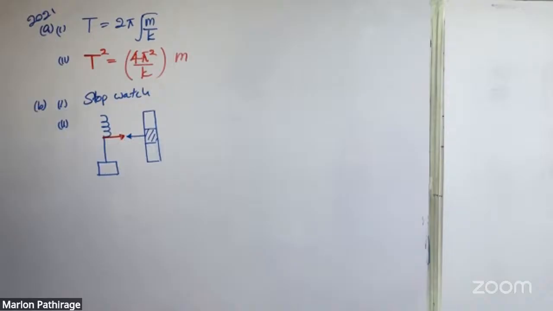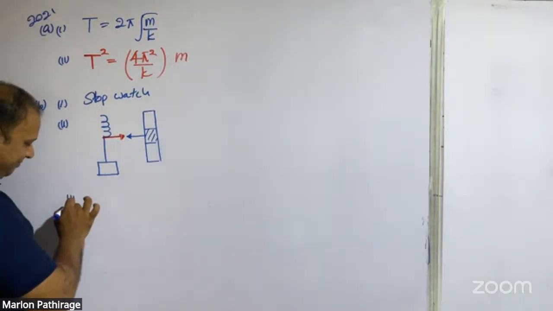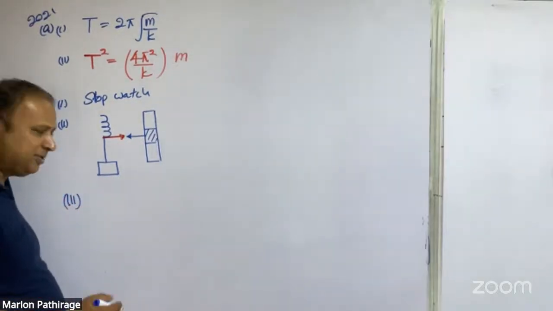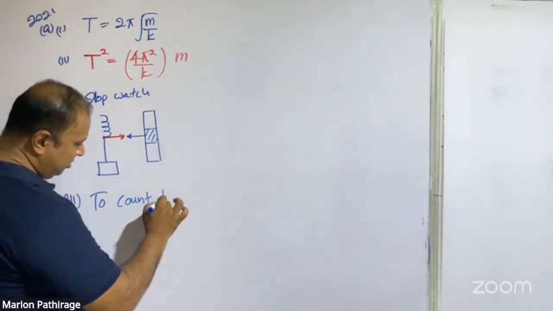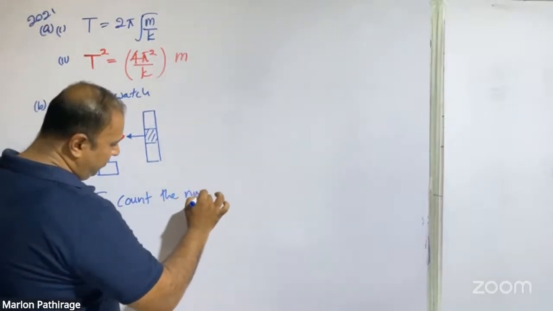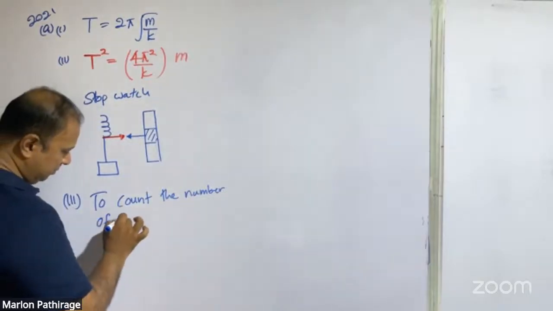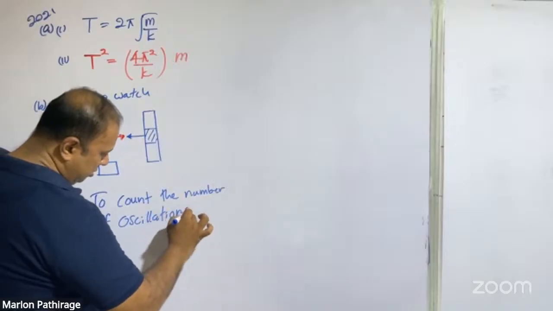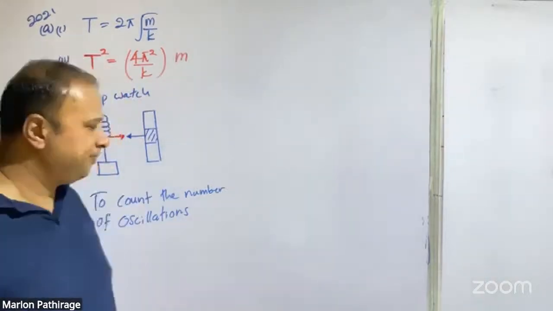What is the purpose of using this locating pointer? To count the number of oscillations. That is the requirement of this pointer.